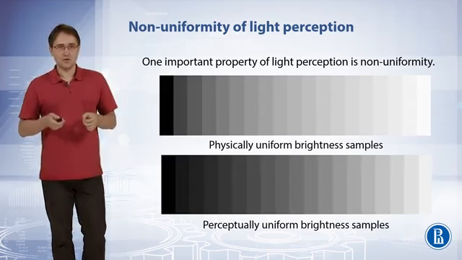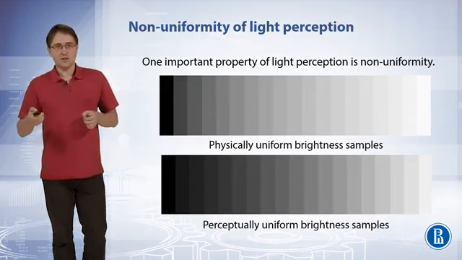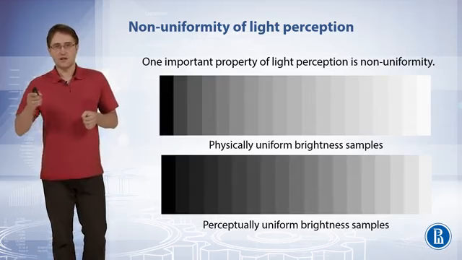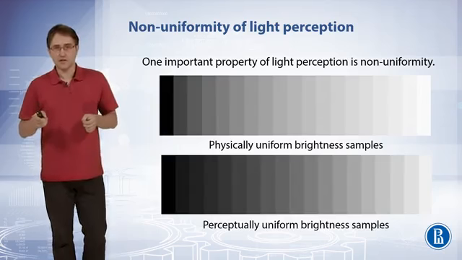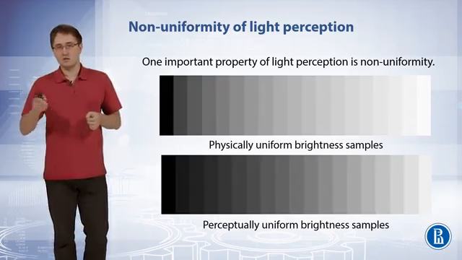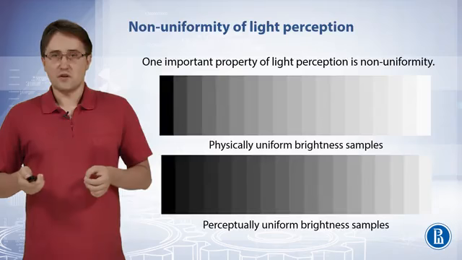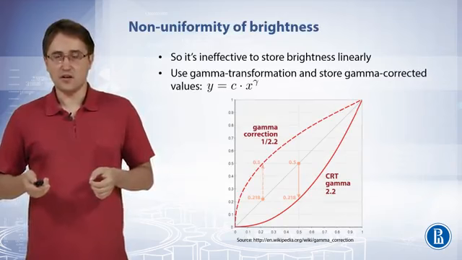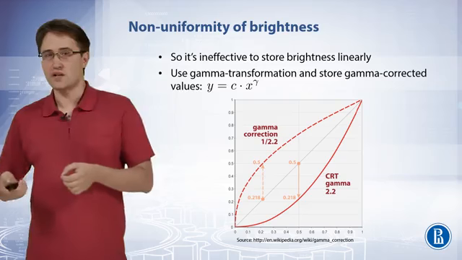First is physically uniform brightness samples, and the second is perceptually uniform brightness samples. For the physically uniform brightness samples, you can see that the difference between black and dark gray is very significant for the human observer. It's much more significant than the difference between the bright samples on the right. From this, we can make the following observation: it is ineffective to store brightness linearly, because our human eyes distinguish differences in dark areas much better than differences in bright areas.